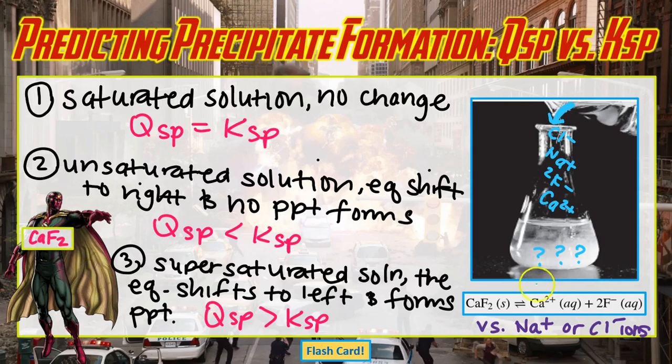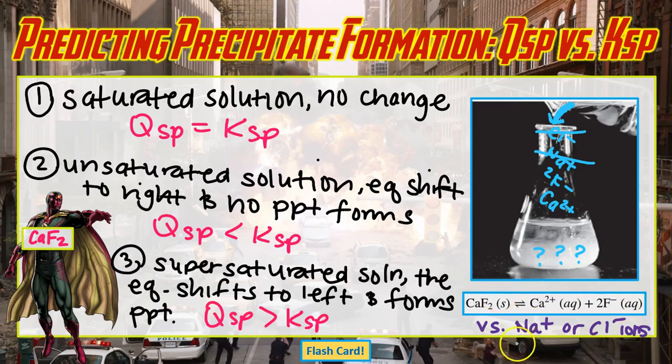So for example, if we were to take all of these different ions and mix them together, will they form a precipitate? So if we had our Cl minus, our Na plus, our 2F minus, and Ca2 plus, and they were all mixed into this overall Erlenmeyer flask here, what will happen? Well, what we'll see is that the Na plus and Cl minus do not react, but the 2F minus and the Ca2 plus can react to form CaF2, which is a solid, meaning they will be able to form a precipitate, and they'll continue to form this precipitate until the solution becomes saturated.